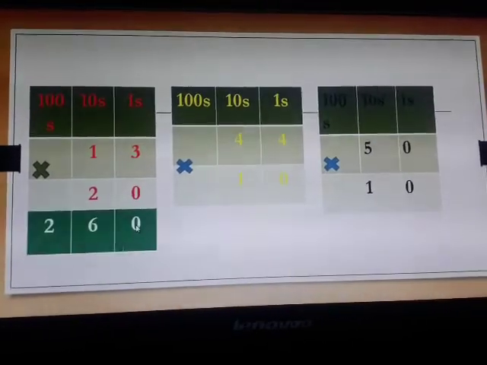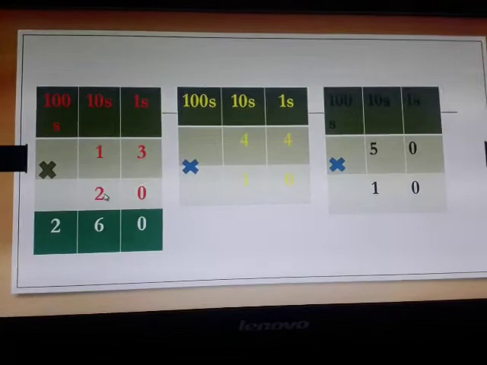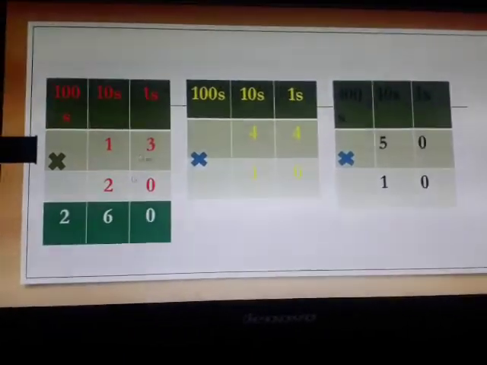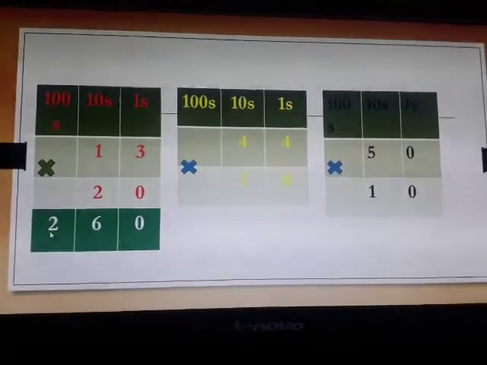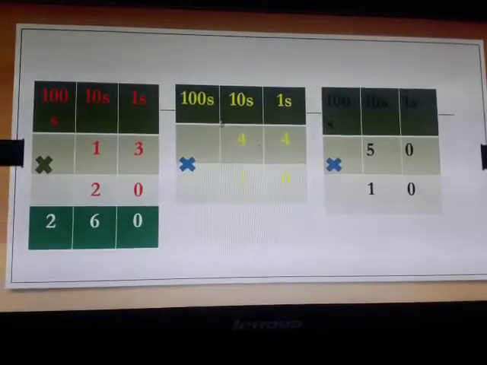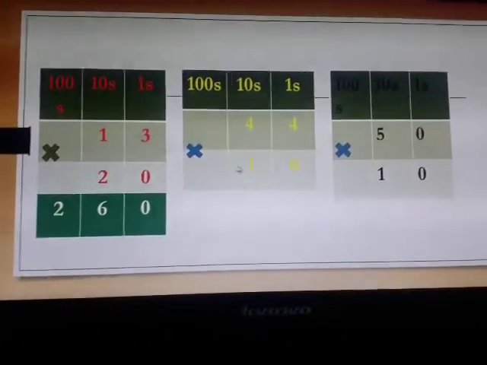Apply the same rule at ones place, and now 2 3s are 6, 2 1s are 2, or 13 2s are 26. Directly you can write. Okay, so your answer will be 260. Now in the second example, 44 multiplied by 10.